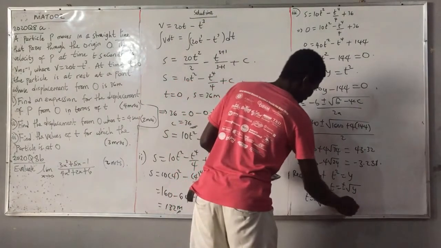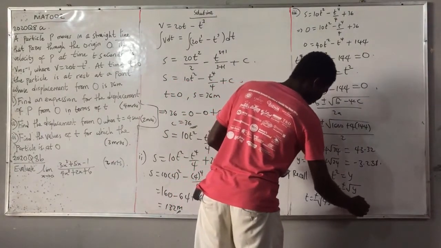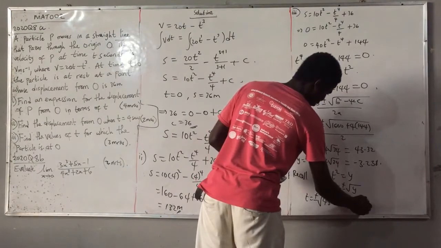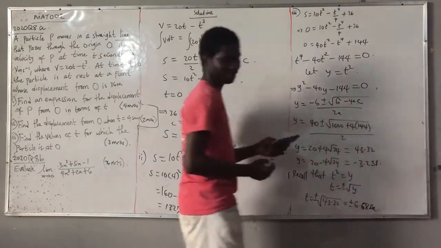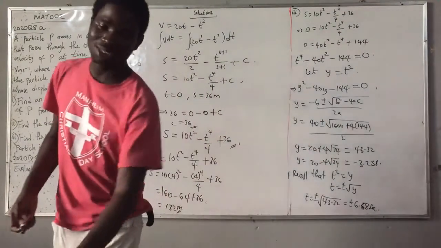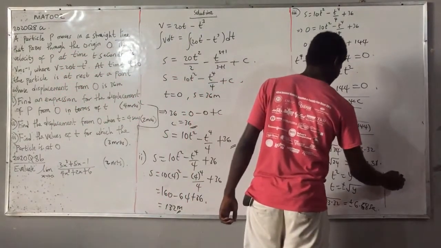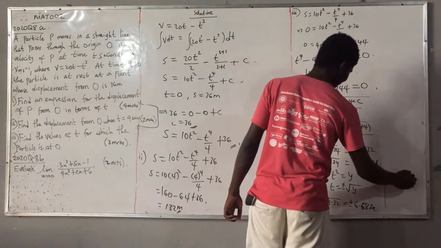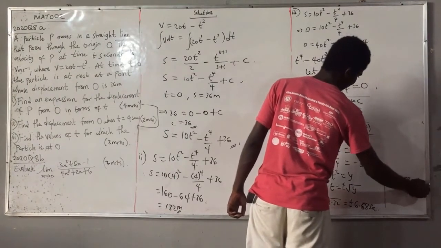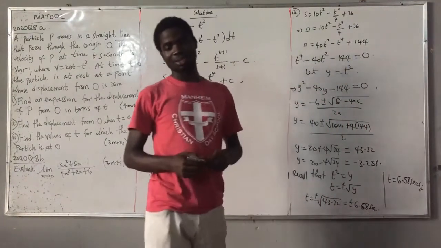So the answer is plus or minus 6.58. 6.58 seconds. But don't forget, time cannot be what? Negative. So the answer to this one is time equals 6.58 seconds. That's how to solve this.